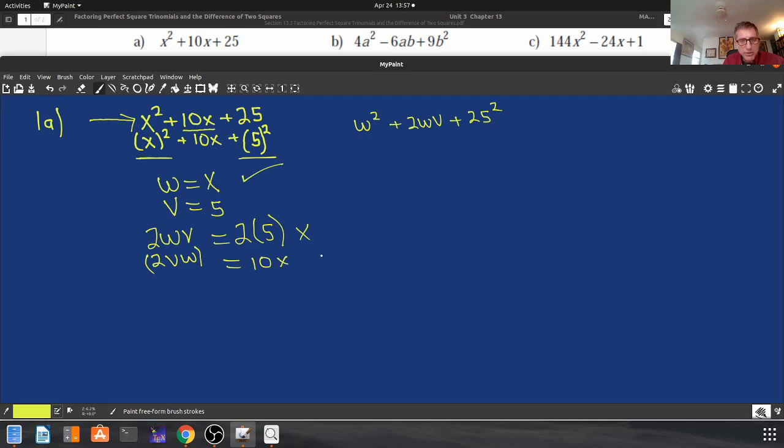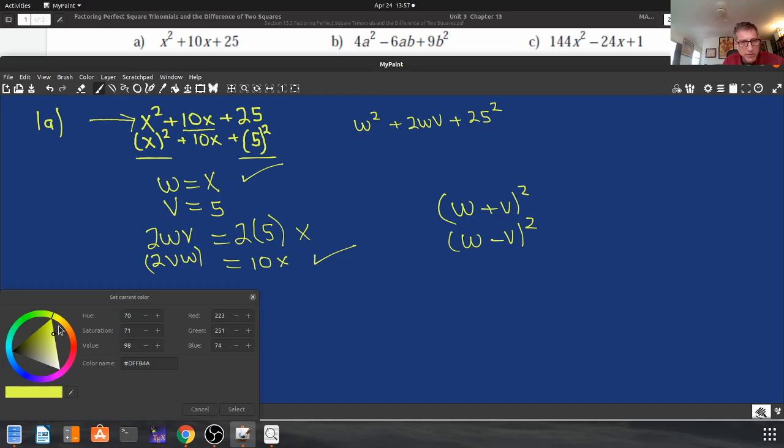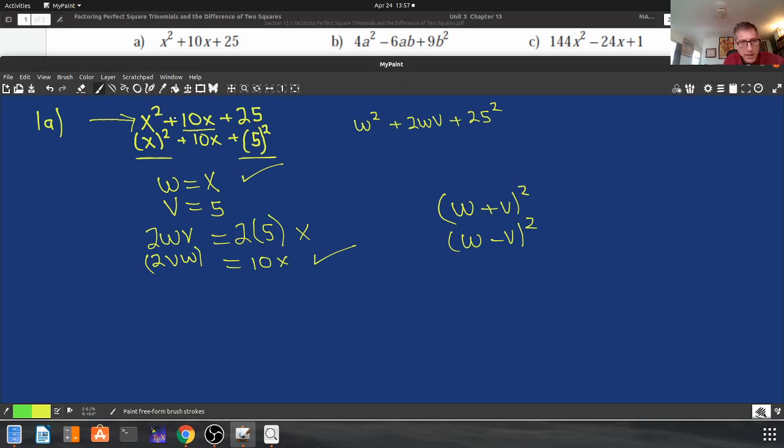So first criteria, second criteria, I'm now ready to say this is either w plus v squared or w minus v squared. And we make the choice here by just looking at our original polynomial. And I notice that that is a plus right there. So I'm going to choose this. So my factorization is going to be w plus v squared.